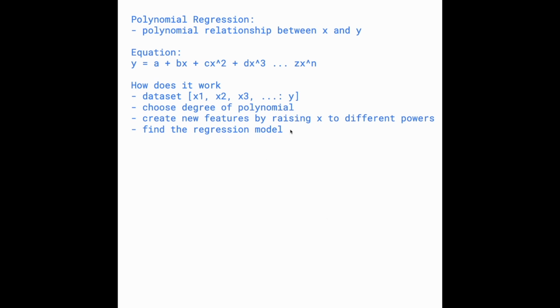Polynomial regression has a bunch of real-world applications. We can use it in economics, biology, physics, etc. And it's just a very useful form of regression analysis. So let's talk about some pros and cons.